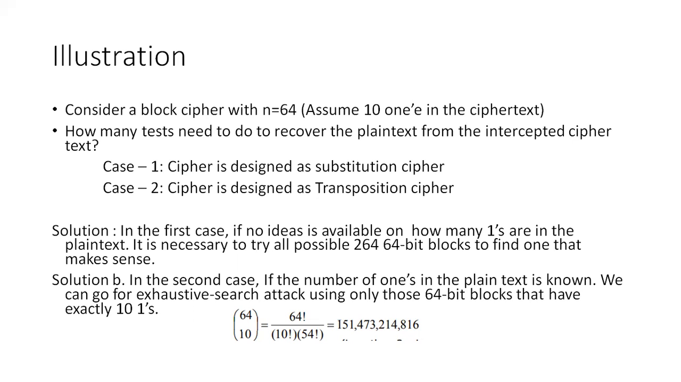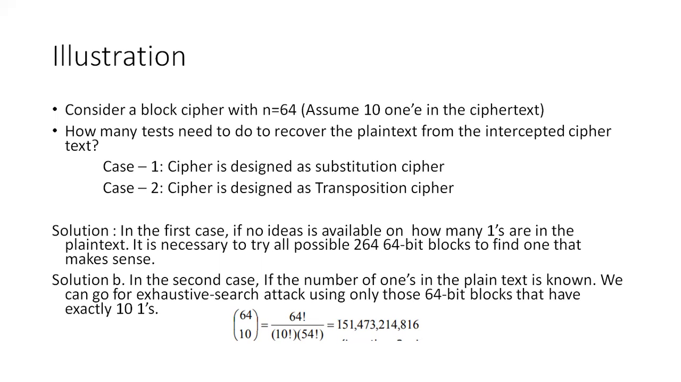There are two possibilities. One is that the cipher can be designed as a substitution cipher, or it can be designed as a transposition cipher. Let us understand how these two techniques work. In the first case, if there is no idea about how many ones are present in the plain text, if the number of ones is unknown, then it is necessary to try all the possible 64-bit blocks to find out the number of ones in the ciphertext.